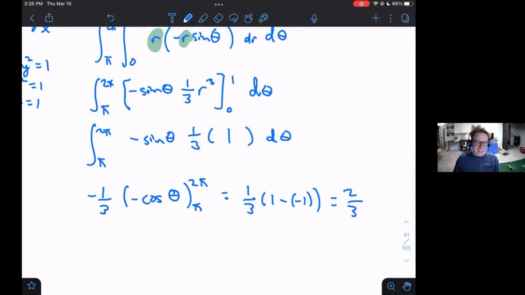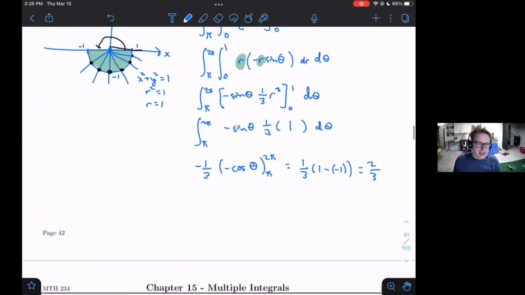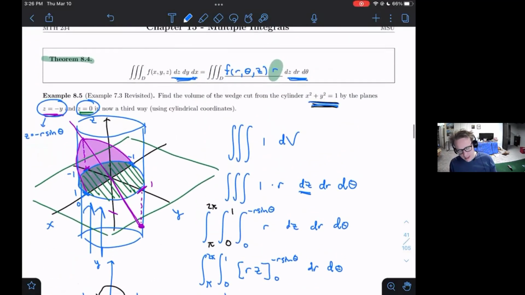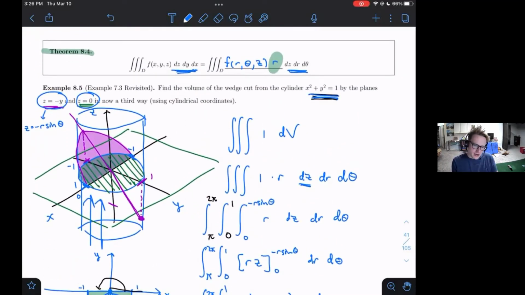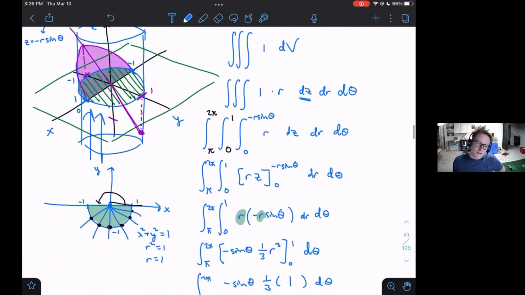Lo and behold, the exact same answer that we got back in 15.7. So we can see that including this extra r here was exactly the thing to do in order for our transformation to work out correctly and for us to get the correct answer for the volume here.